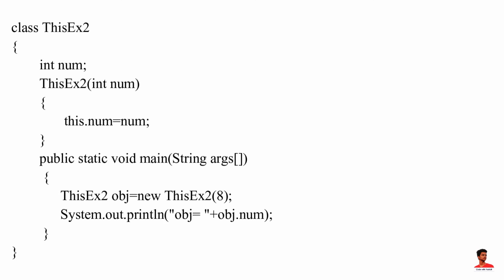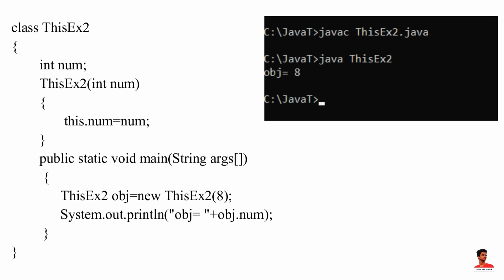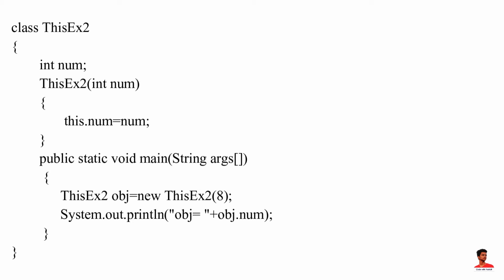Now we are getting the expected output. It is because when the constructor is called, this inside the constructor is replaced by the object obj that has called the constructor. Hence, the age variable is assigned value 8.